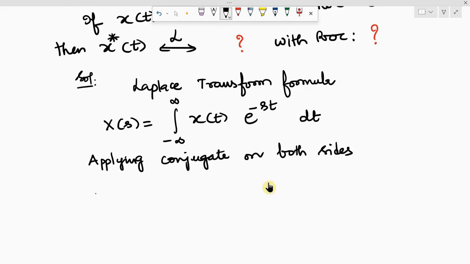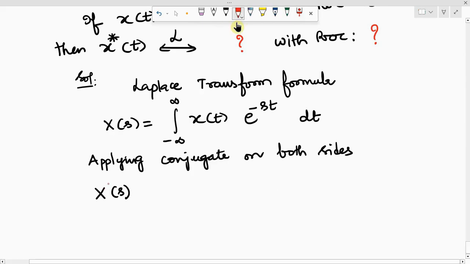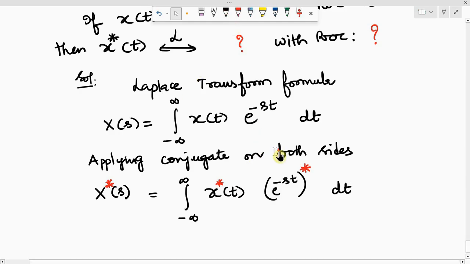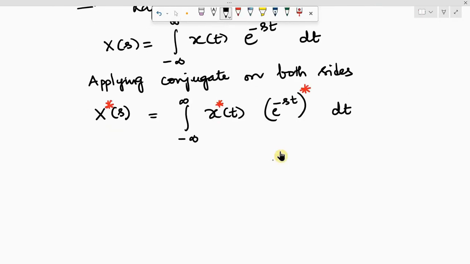On the left hand side, what will we get? X conjugate of s equals the integral over infinite limits of x of t, which now gets a conjugate, and this e power of minus st will also have a conjugate, dt.